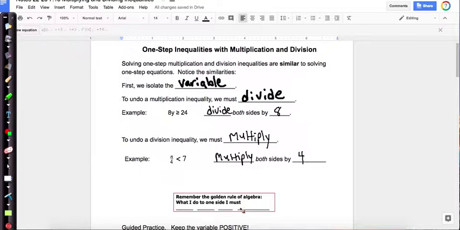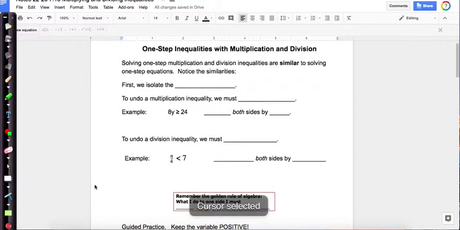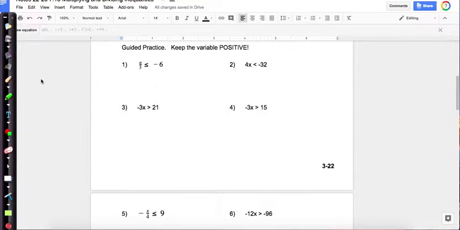Okay, and remember the golden rule of algebra. What I do to one side, I must do to the other. Okay, now we're going to try some practice, and the key is to remember to keep the variable positive. So let's look at number 1. Is the variable positive? It sure is.